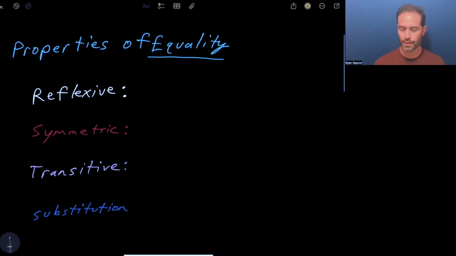So, the very first category we have is properties of equality. The first one is reflexive. Let's take a look at an example of this. Any quantity is equal to itself. So what does that mean? Well, we can say something like 3 equals 3, or we could say something like 2 plus 5 equals 2 plus 5. So that is reflexive property of equality.